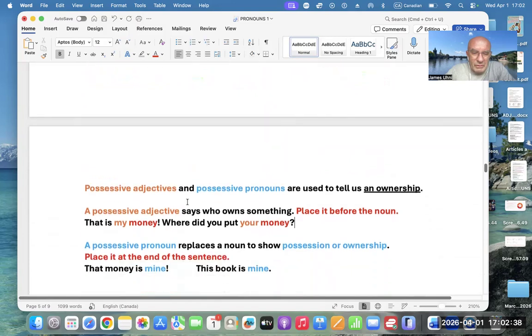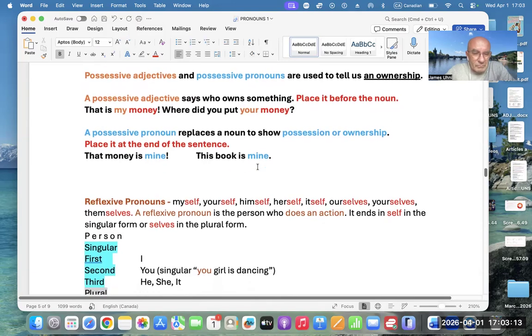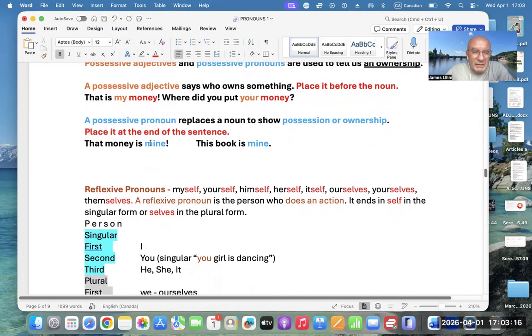Okay, what did we finish? Oh, here. A possessive pronoun replaces a noun to show possession or ownership. Place it at the end of the sentence. So, that money is mine. That is my money. That money is mine. This book is mine. So it stands at the end of the sentence.